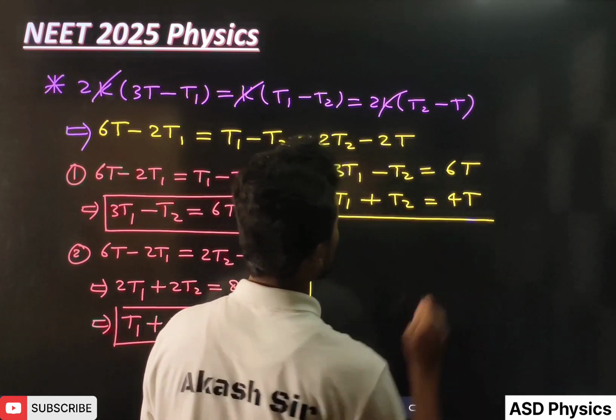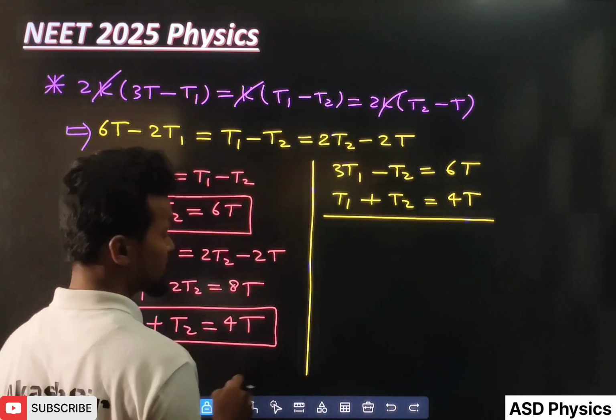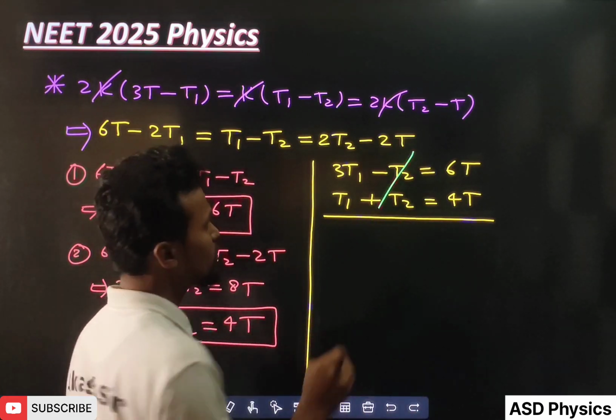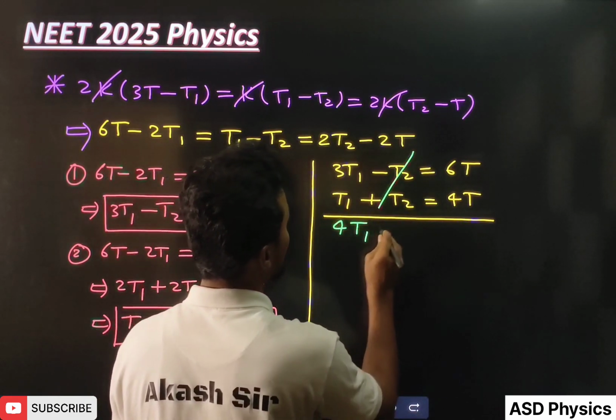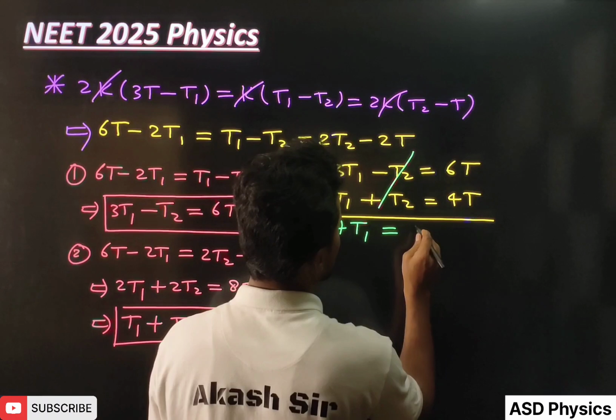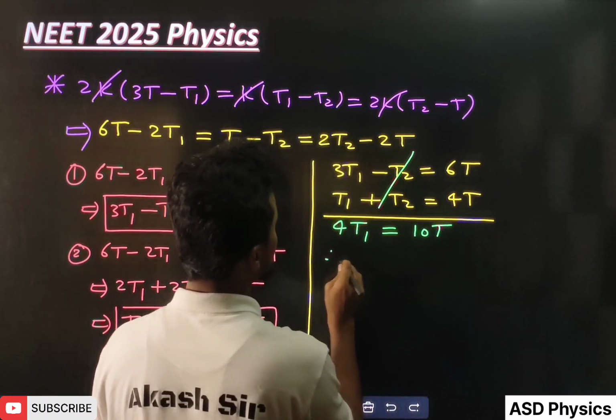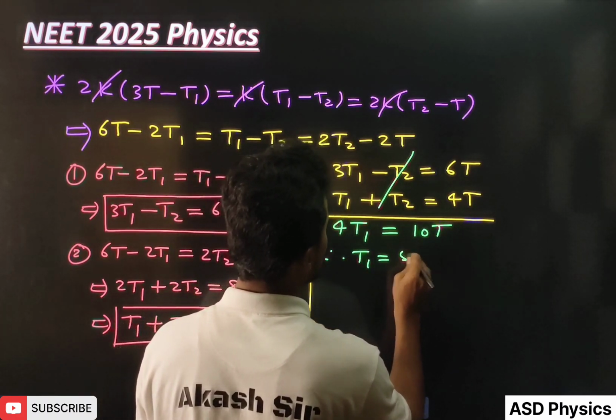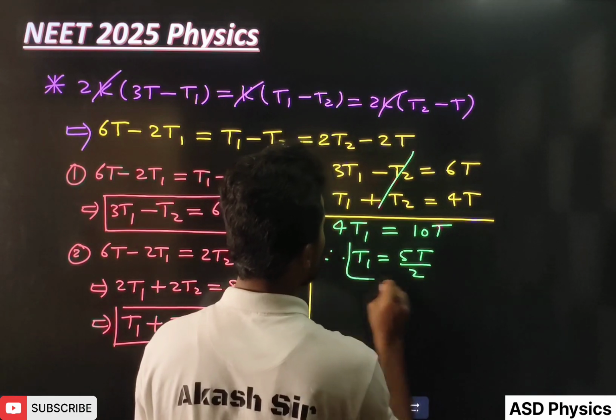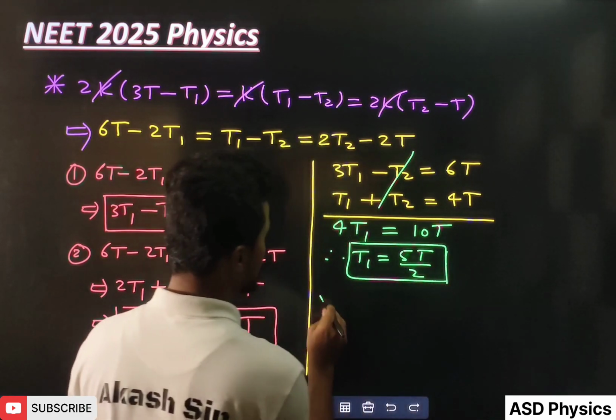Is it? Let's add both the equations. So when we add the equations, what will happen? This will cancel out, no? So 3t1 plus t1, 4t1, is equal to 6 plus 4, it will become 10t. Is it? So what is t1? t1 will become 10t by 4, or we can write 5t by 2. Is it? This we have got here.